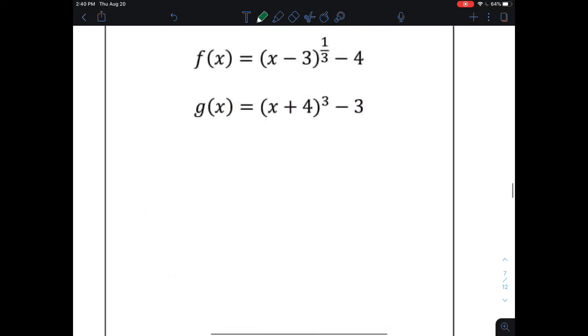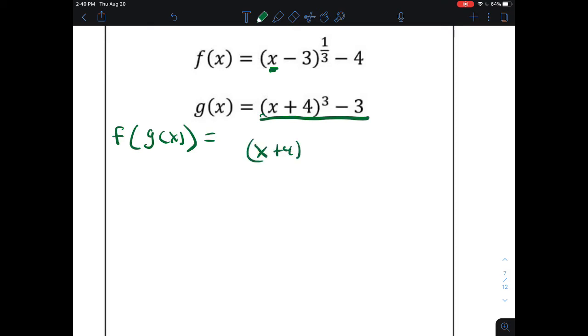Now let's look here at another example. So I want to perform the composition of functions and see if everything cancels out except for just an x. So f of g of x. So I'm going to take g, put g inside of f where the x is, and see what I get. So let me start. I'm going to write g. So x plus 4 to the third power minus 3. That's going inside of f.